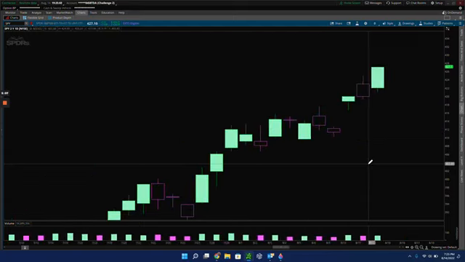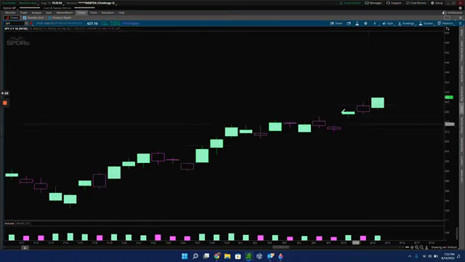So for right now, all you need to know is draw lines on the wicks because they represent true buyer-seller action. You can draw on the bodies if you want to, but you're not going to succeed with this method. I'm sorry, that's just the way it is.